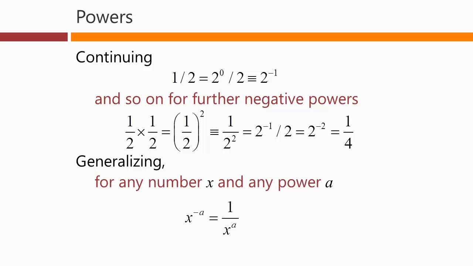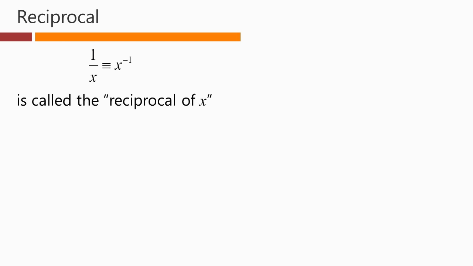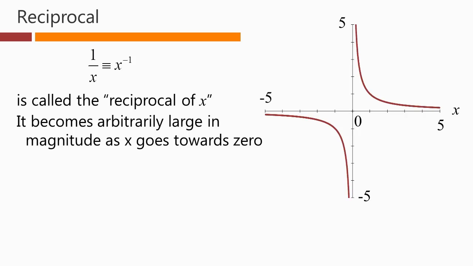Generalizing, for any number x and any power a, we can write that 1 over x to the power a is also x to the power minus a. We can also call 1 over x, or x to the power minus 1, the reciprocal of x. Here is the function of 1 over x, shown over on the right. You can see that it gets very large as we reduce x in positive direction down towards 0. In the negative direction here, it's a negative number, and it becomes arbitrarily large and negative as it approaches the origin, or 0, x equals 0.